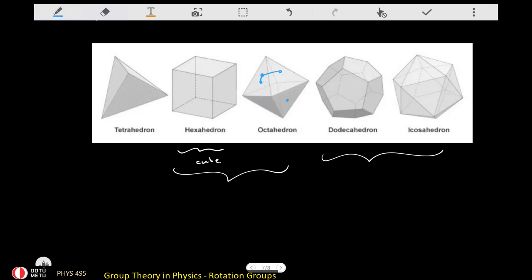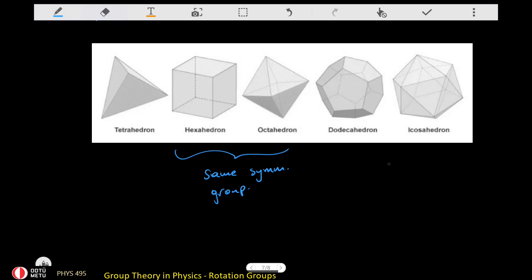So let me also erase all of these in here. So let's see if I can do that. Yeah, I can do this. So this then tells you that since I can place an octahedron inside a cube and a cube inside an octahedron with a duality, their symmetry groups are the same, right? So therefore they have the same symmetry group. Okay, that's going to be the same for the dodecahedron and the icosahedron.